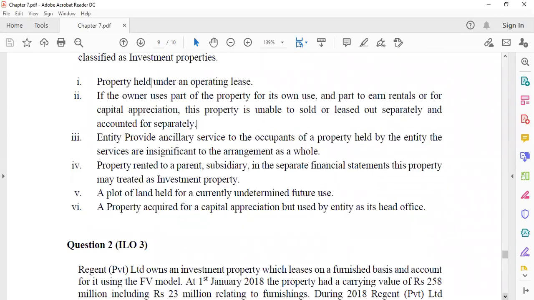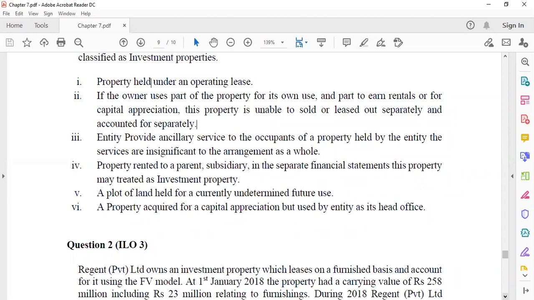Good. The next one we have is the property rented to a parent, or it may be a property rented to a subsidiary. So it can be both. If you are a subsidiary, you may rent out the property to the parent. If you are a parent, you may rent that out to a subsidiary. So it can be both ways. Basically, it's a transaction between the group. So that is the point we are trying to highlight here.